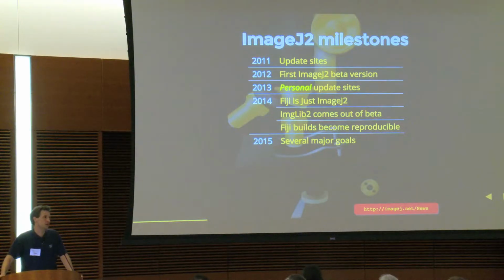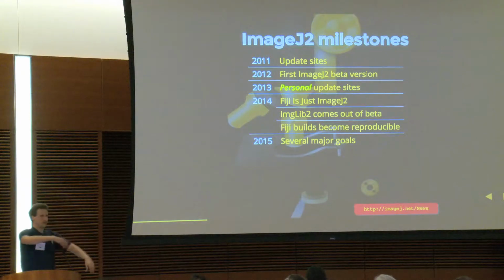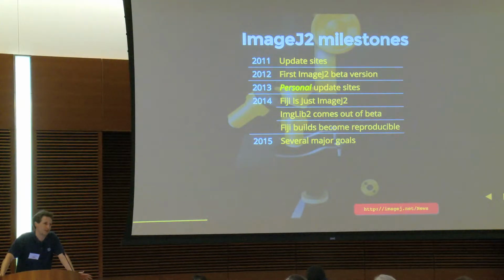But just know that Fiji was built fundamentally on ImageJ 1.x, classic ImageJ, while we were busy trying to make the next version of ImageJ. And in 2014, things were far enough along that we took Fiji, we picked it up, and we stapled it on top of ImageJ2, and everything kept working, mostly. And we ironed out the problems. So that was a huge boon forward.